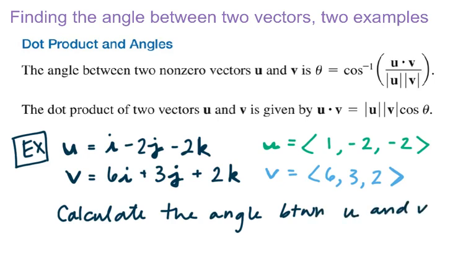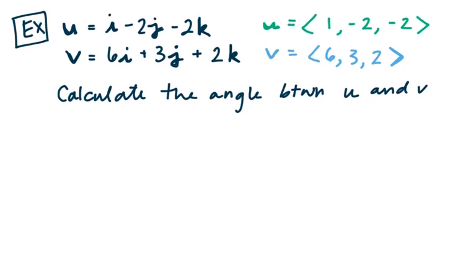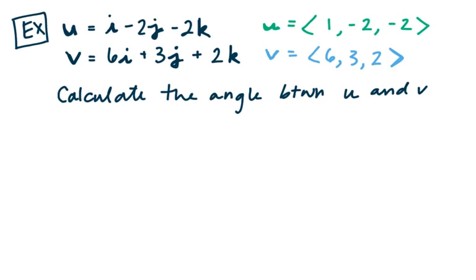So we're going to calculate the angle between u and v, which means we're going to use this formula. Theta equals cosine inverse of u dot v divided by the magnitude of u times the magnitude of v. And so we need three calculations before we can begin. We need the dot product of u dot v, and also both the magnitude of u and the magnitude of v. So before I start, I'm going to calculate those.